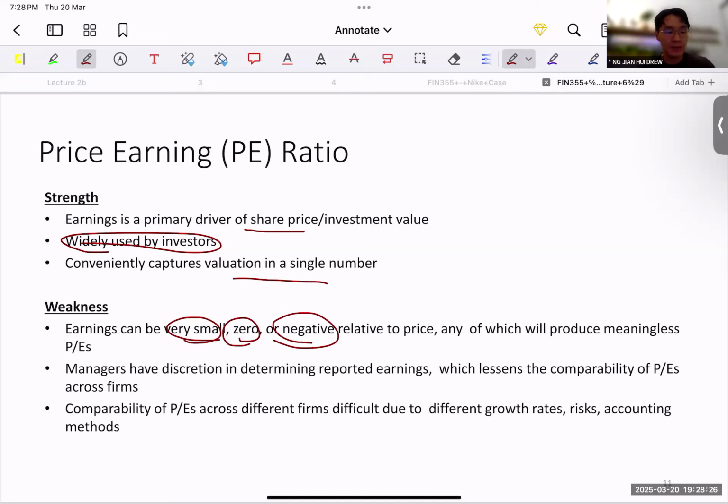Of course, managers also have the discretion to determine the reported earnings. So the thing about earnings is that they can be, I would say, not manipulated. Manipulated is quite negative. They can be managed, right? Earnings management. Have any of you heard of earnings management? Yes, correct. One of the ways for earnings management is to recognize revenue too early, expenses too late. You're right.